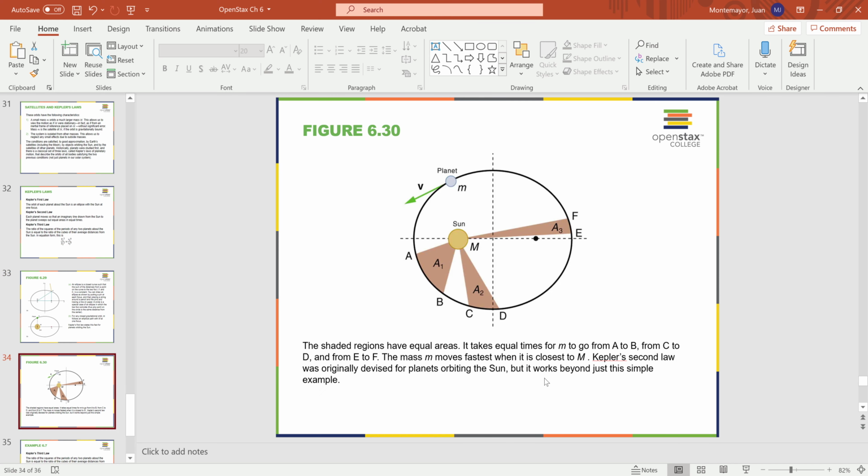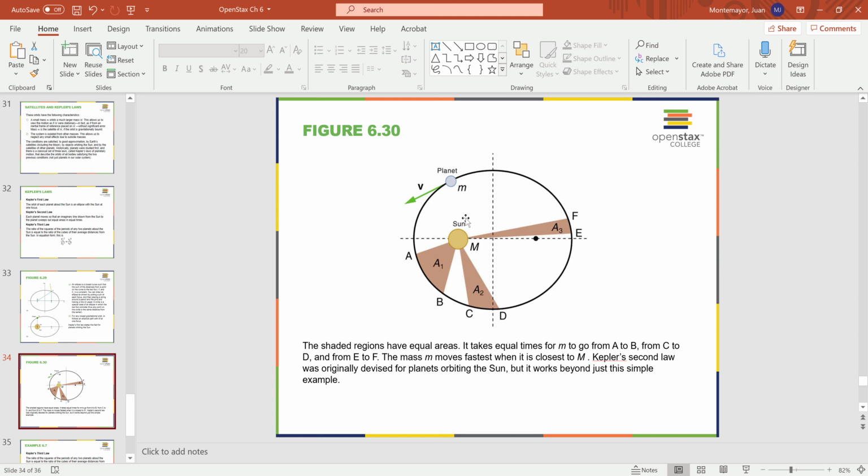The shaded regions have equal areas, I mean. It takes equal times for m to go from A to B, and from C to D, and from E to F. The mass m, in this case the planet, moves fastest when it is closest to big M, in this case the sun. Kepler's second law was originally devised for planets orbiting the sun, but it works beyond just this simple example.